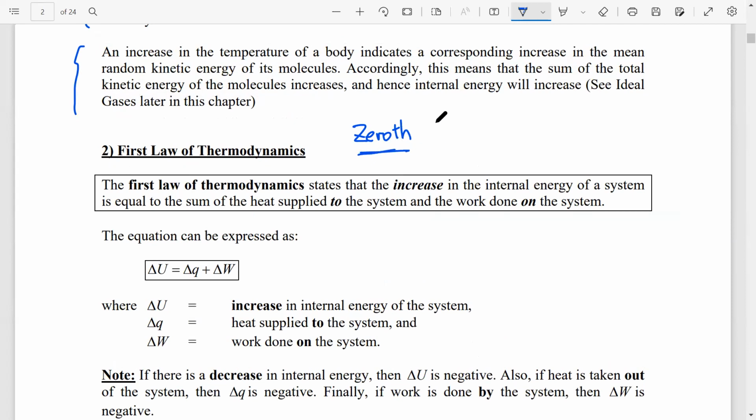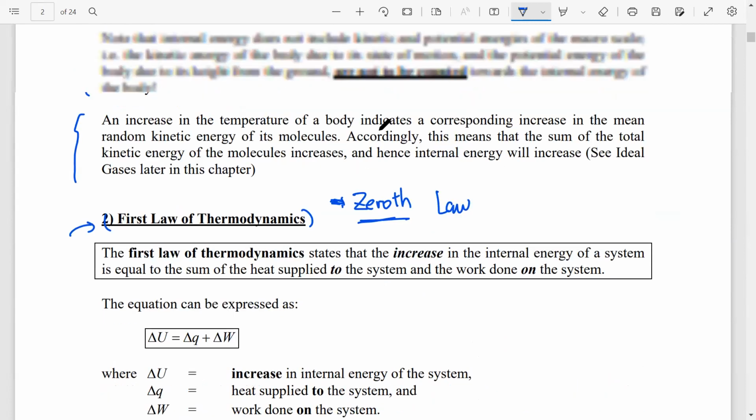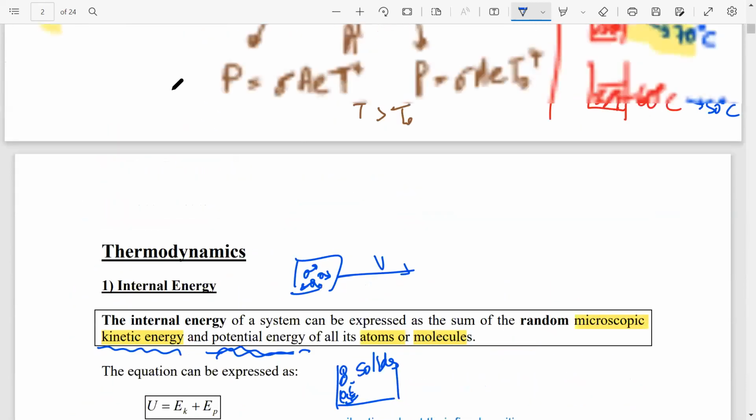The first law is actually called the zeroth law. Okay, so then after that, the second law is the first law. The reason is because the first law was created first. Then they realized there must be a law before this, but they already named this the first law, so they named the earlier one the zeroth law. So the zeroth law is just based on what you went through earlier on thermal equilibrium.